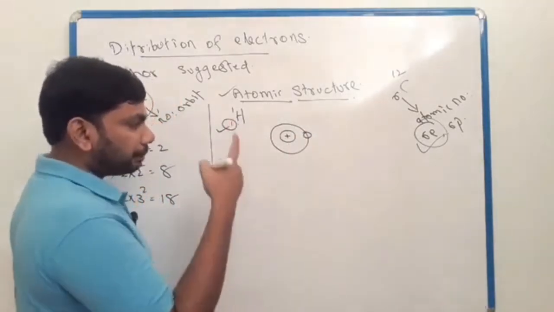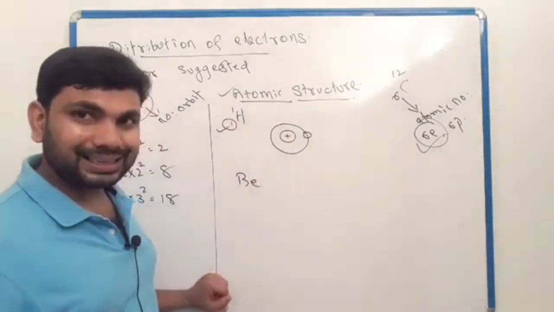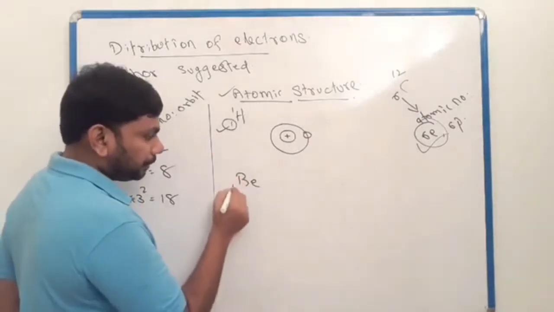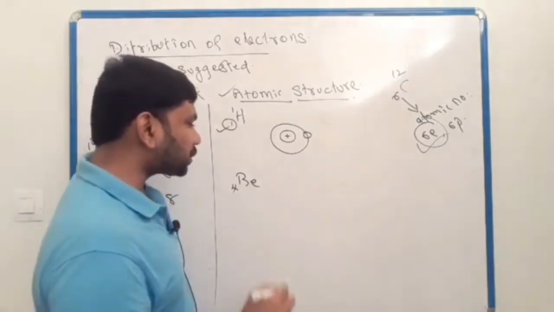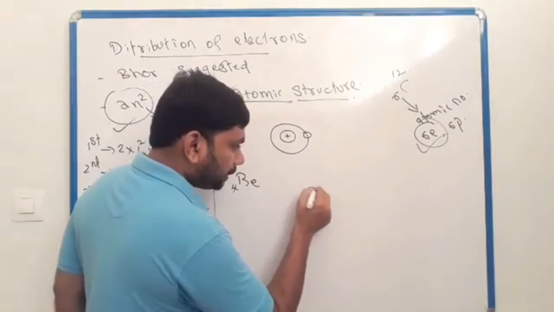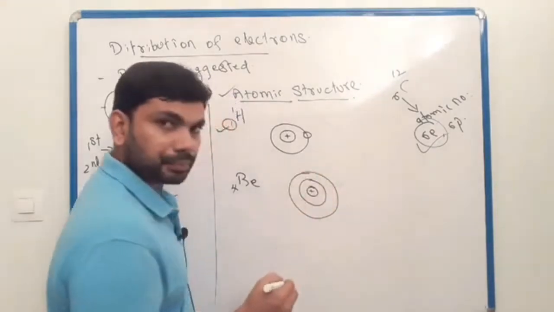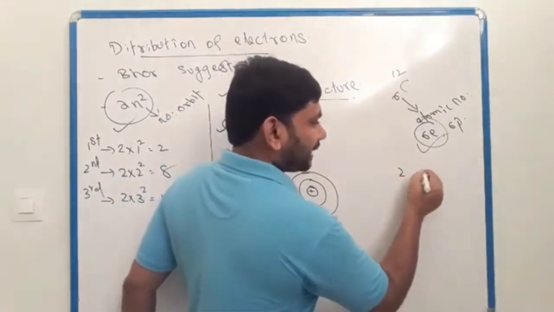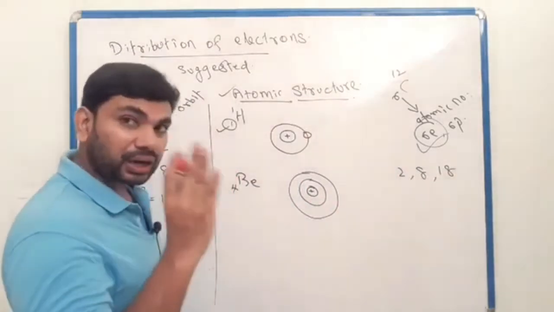Next one: hydrogen, helium, lithium, beryllium, many elements. So we will choose beryllium. Hydrogen, helium, lithium, beryllium. Fourth one. So atomic number 4. To draw the atomic structure of beryllium, you can do it like this. In the middle the nucleus, first orbit, second orbit. We know first orbit 2, second 8, third 18. But we have only 4 electrons.